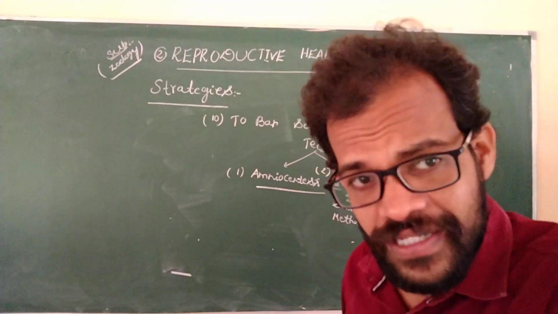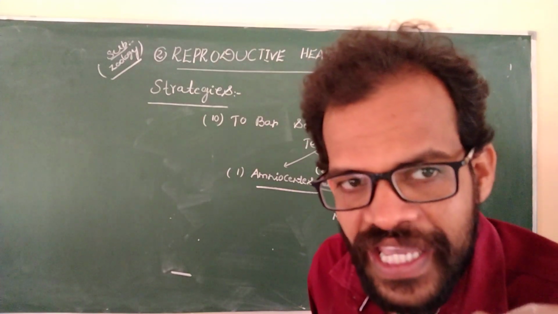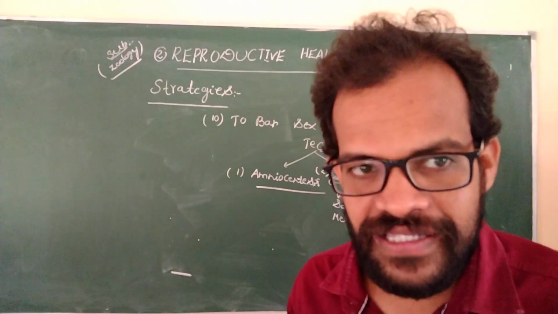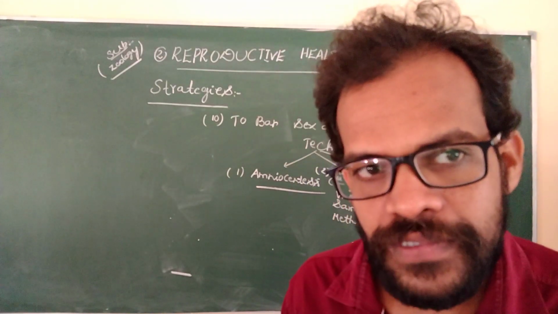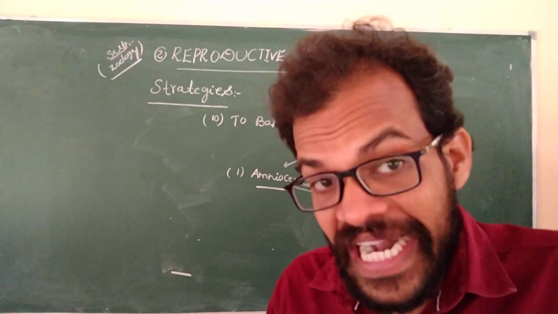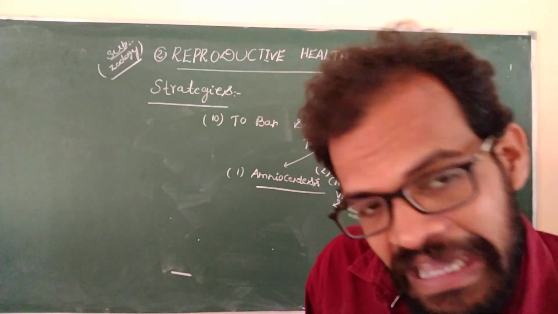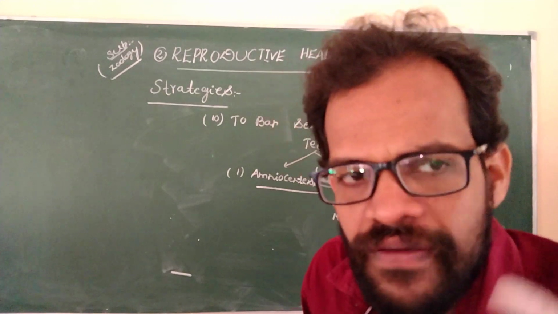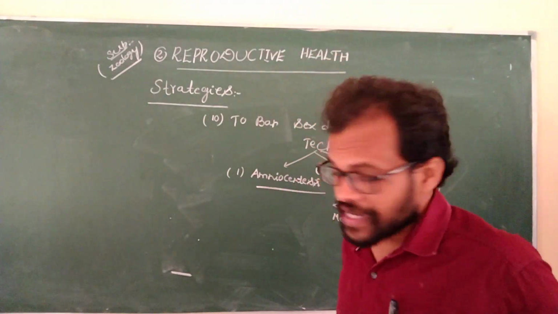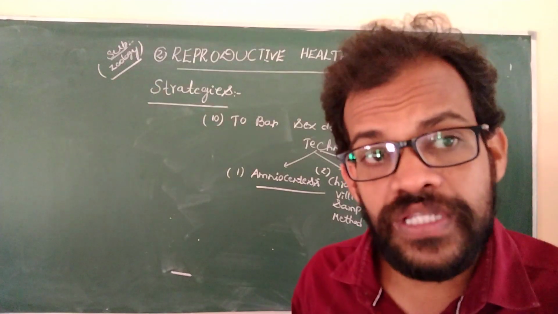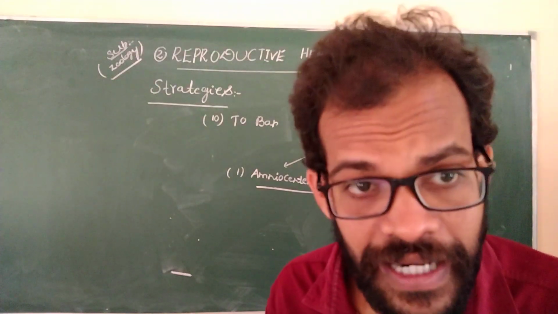What is the use of these methods? Only identification of metabolic disorders and genetic disorders of the baby. But they are misused. They can identify the sex of the baby, and again they will destroy the female baby. Okay, these are the tenth strategy to reduce the female feticide number.